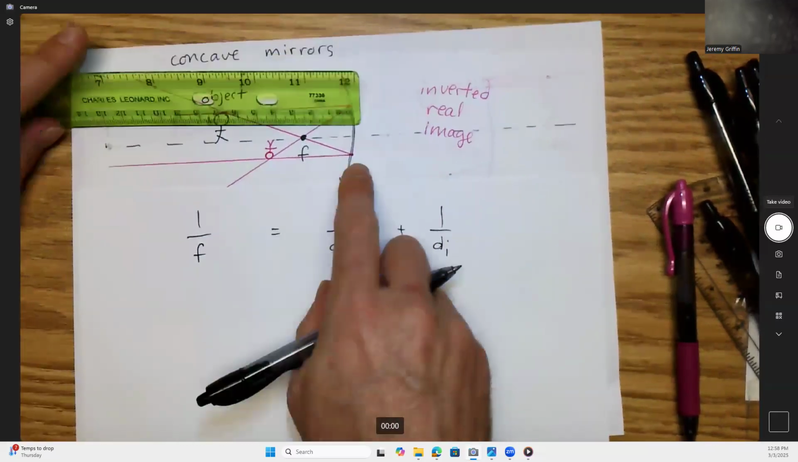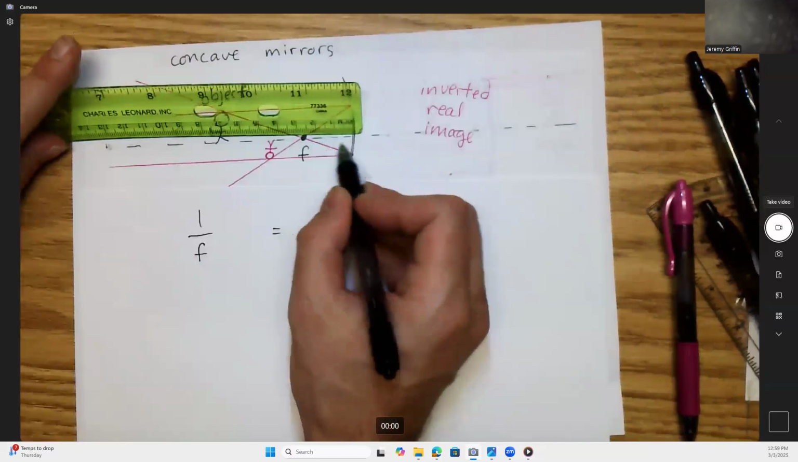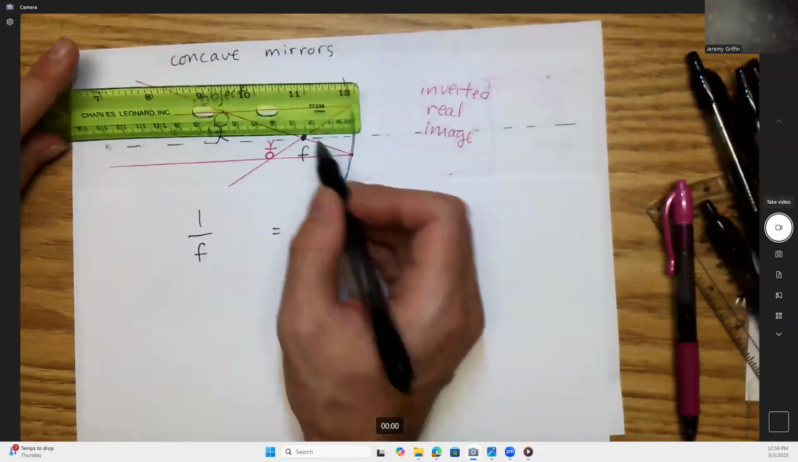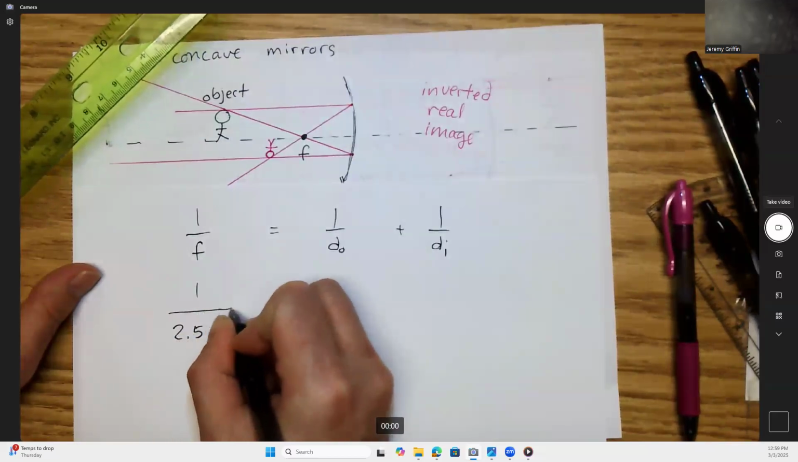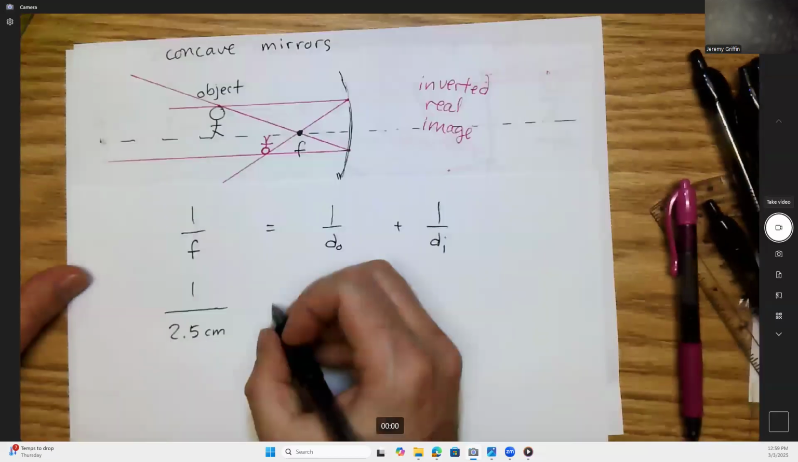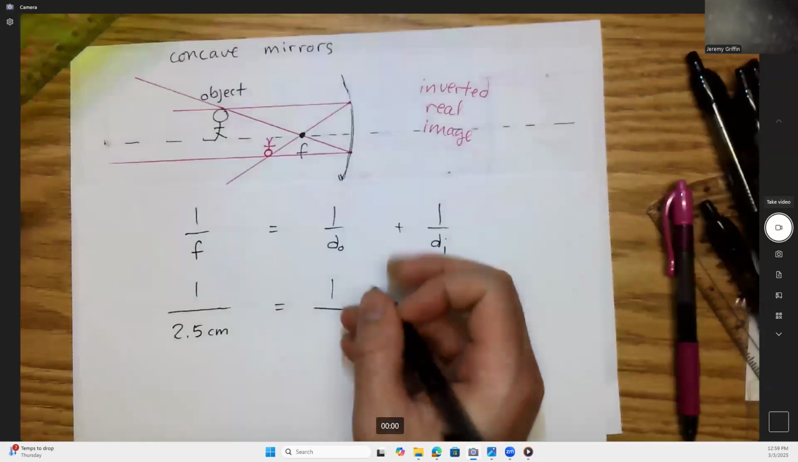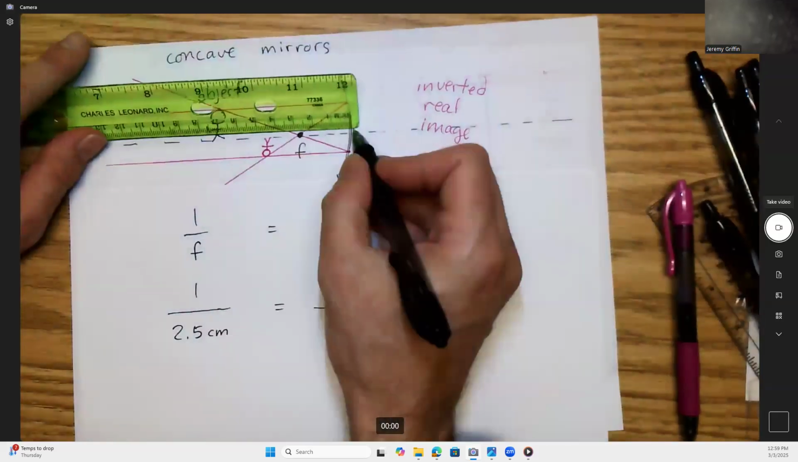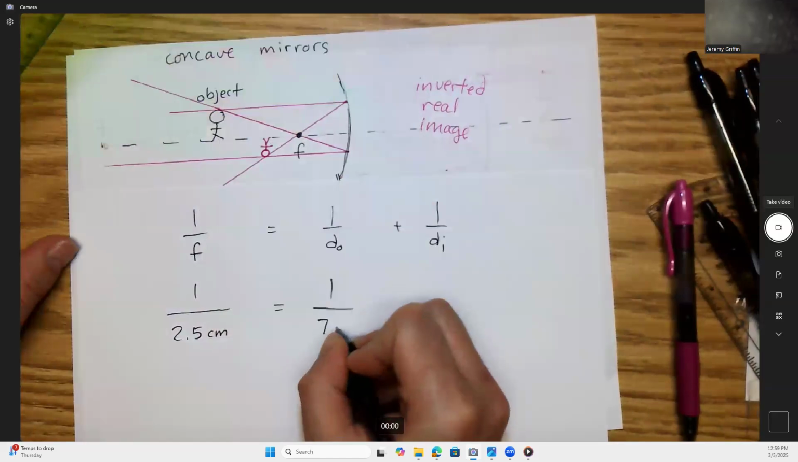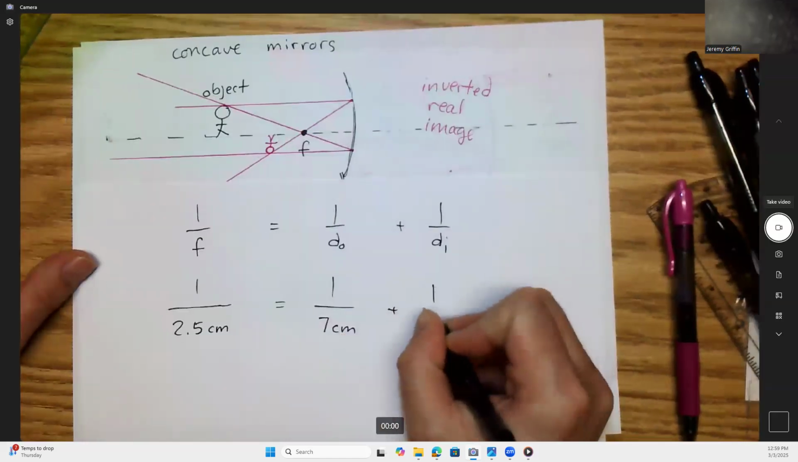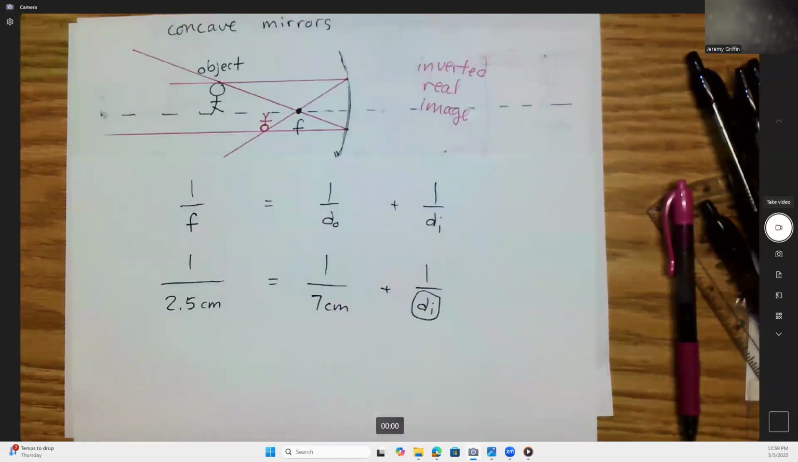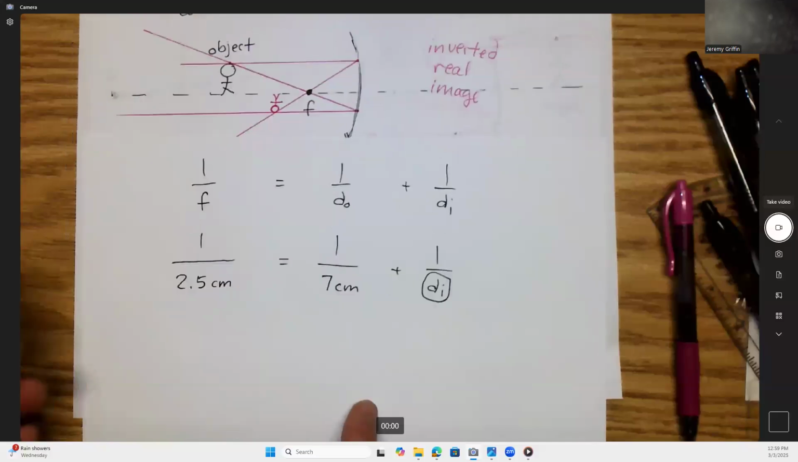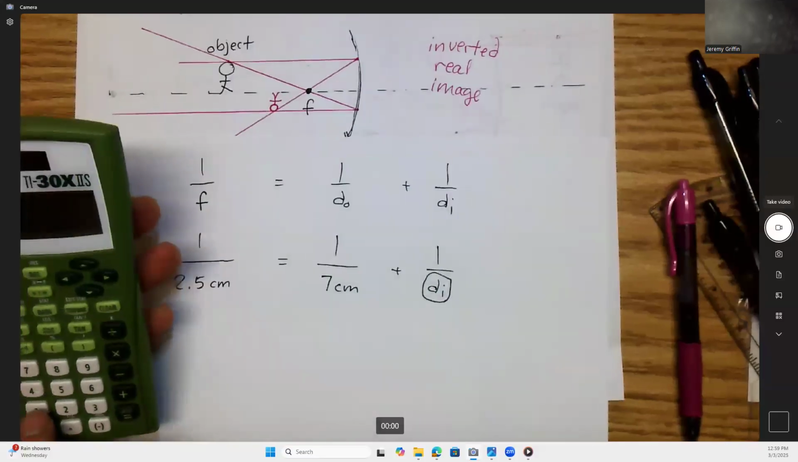So this one, I have a focal distance that's about positive 2.5 centimeters. And the fact that it's positive tells me that it's concave. 1 over distance object. Now the object I've got as about 7 centimeters out. I'm going to solve for distance image algebraically. Can you guys solve that algebraically? You guys solve it, I'll solve it. Let's see if we get the same thing.